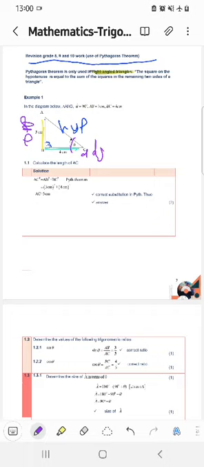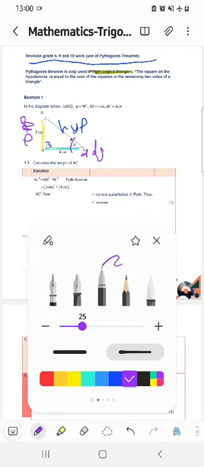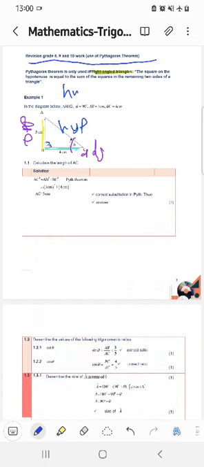What is AC? AC is the longest side of the triangle. Because of this 90 degrees, this is a right angle triangle, so we can use Pythagoras theorem to get the third side: hypotenuse squared equals the opposite squared plus the adjacent squared. So they have applied that. Our hypotenuse in this case is AC.